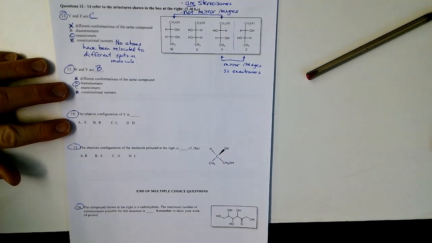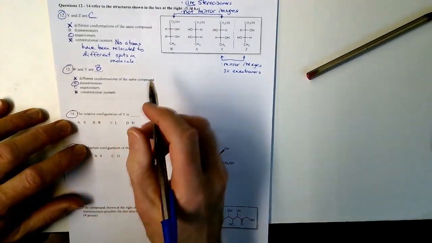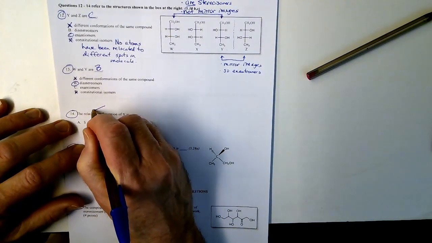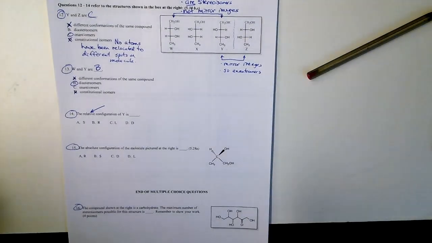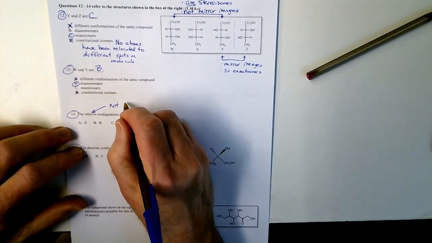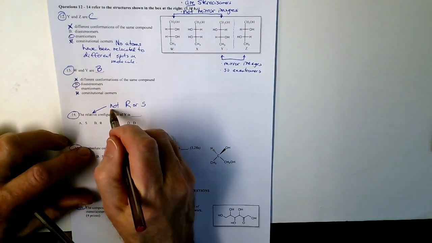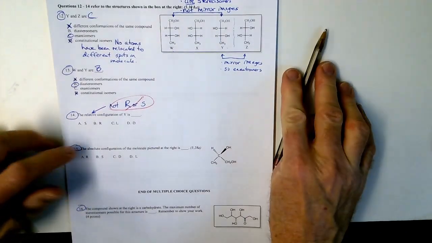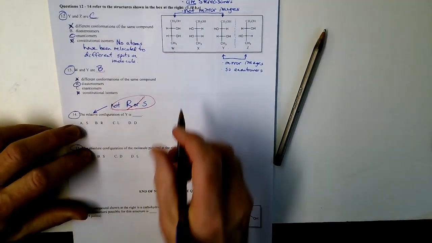Okay, and then number 14. There's a minefield in the answer right here. It asks you for the relative configuration of Y, and it could have been any of these in this box up here. Same question would have worked. Relative configuration cannot be expressed as R or S, right? That's absolute configuration. That's what we started with.